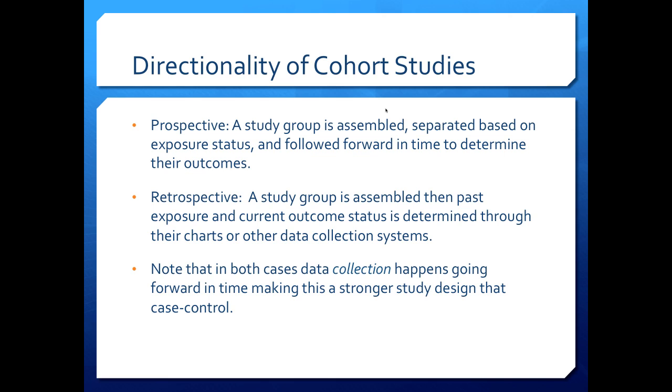Another thing to consider about cohort studies is their directionality in terms of time. A prospective cohort study is when populations are defined and then followed forward to determine outcome status. In a retrospective cohort study, the population is defined, and then its past exposure and current outcome statuses are determined through chart review or whatever form of data collection available. In both cases, however, the actual data collection happens in the forward direction, making this a stronger study design with respect to determining causality, because the temporality is clear.